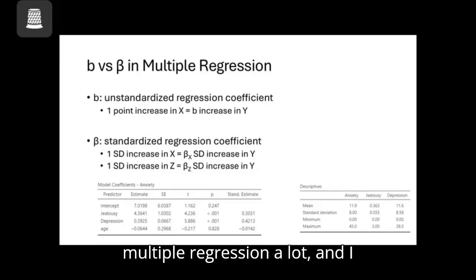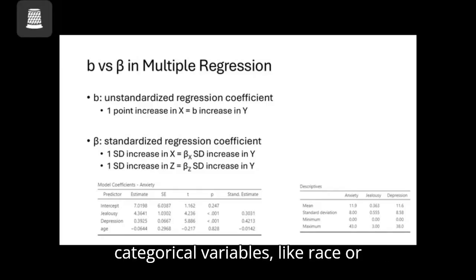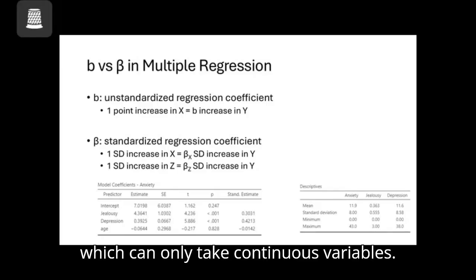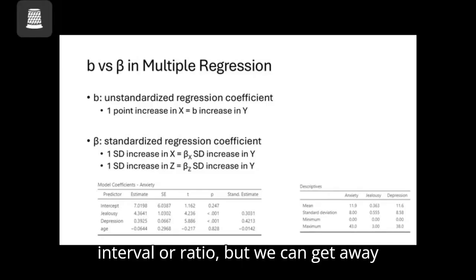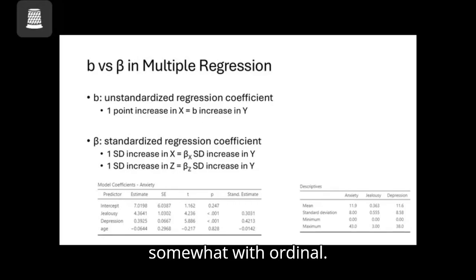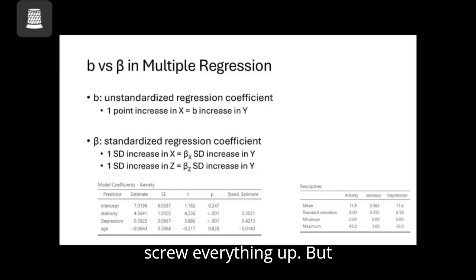Like I said, I use multiple regression a lot, and I sometimes include things that would be categorical variables like race or gender. I need a way to do that in the multiple regression format, which can only take continuous variables. It cannot take nominal variables. It's got to be ordinal, interval, or ratio. Really, it's supposed to be interval or ratio, but we can get away somewhat with ordinal. So I was using that example, but please don't ever put a categorical variable, a nominal variable, into a regression equation. It will completely screw everything up.